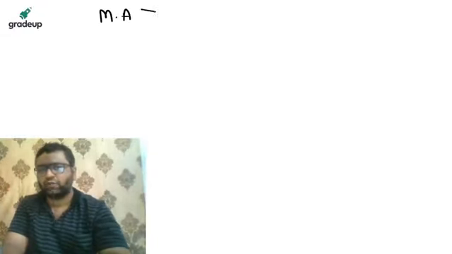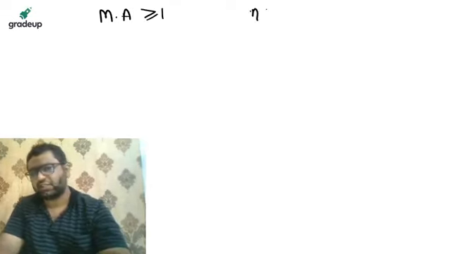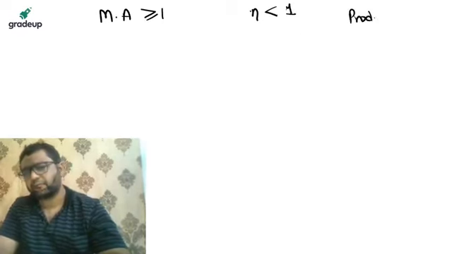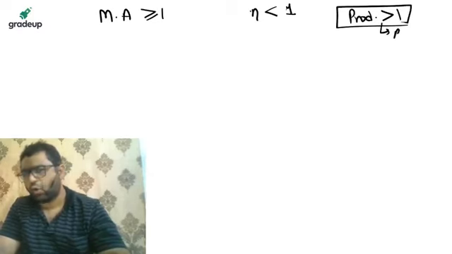So I would like to tell you, there are three terms. One is mechanical advantage, which is always more than or equal to 1. Second is efficiency, always less than 1. Third thing is productivity. That must always be more than 1. Otherwise, the business will go.